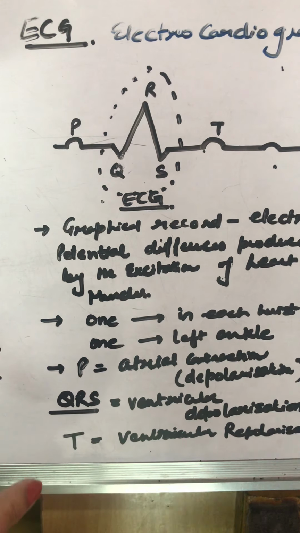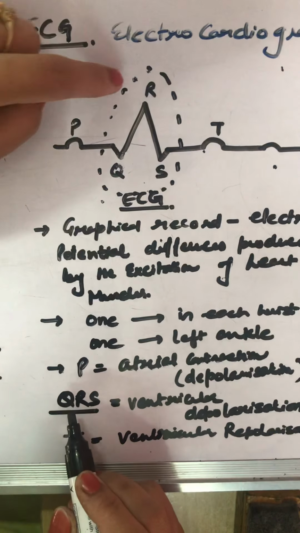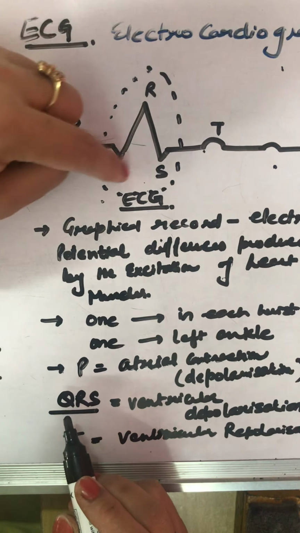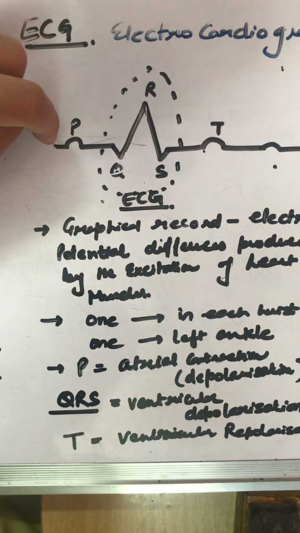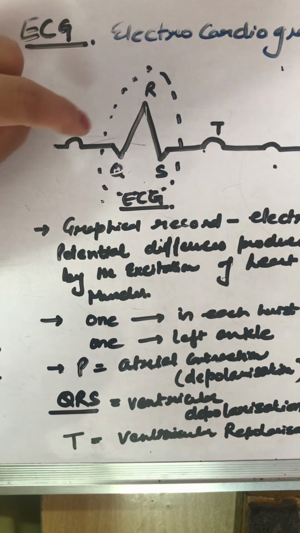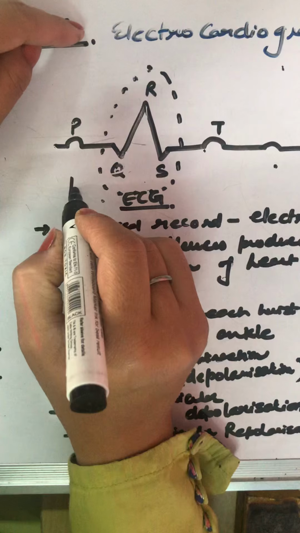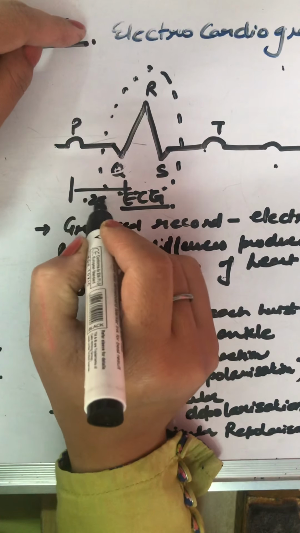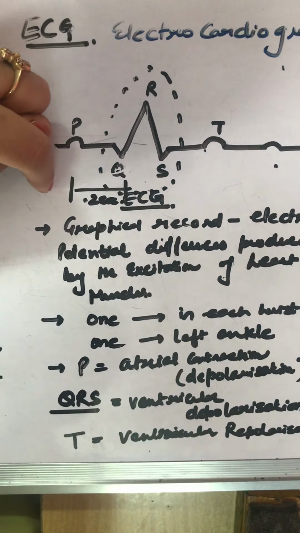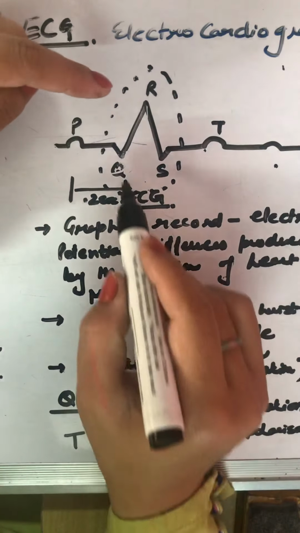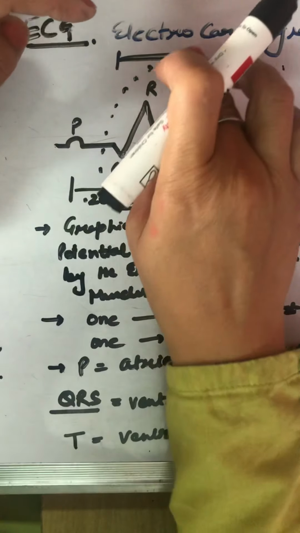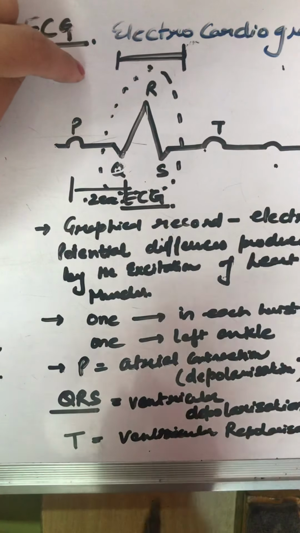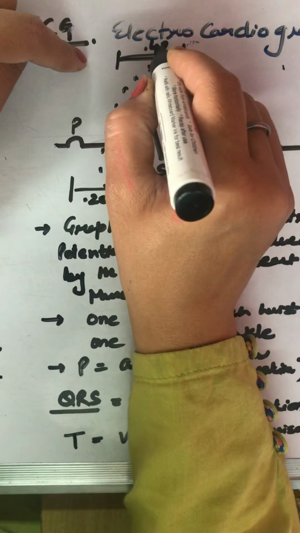We see the PR interval, from P to R. This is automatically almost less than 0.12 to 0.2 second. This PR interval, it's 0.2 seconds maximum. And the QRS complex, this Q to S complex is around 0.42 second.